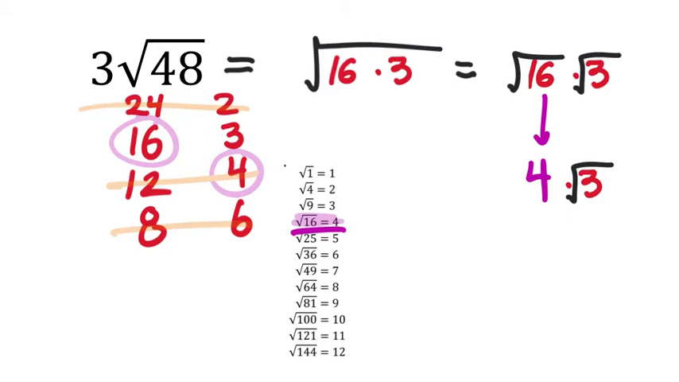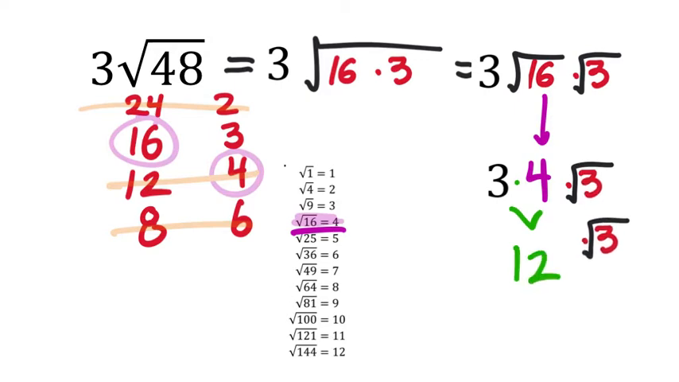Okay, now that is just the simplified form of the square root of 48, but now I will go back and look at this 3 and apply it to all the work that I have, because it was always being multiplied there. So in the end here, it's still being multiplied by 4, and I can simplify that. 3 times 4 is 12. Well, still multiplied by the square root of 3.